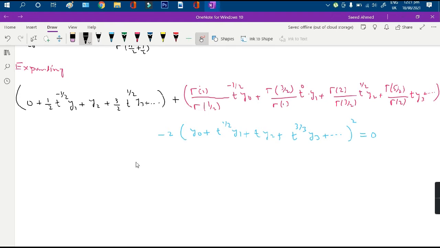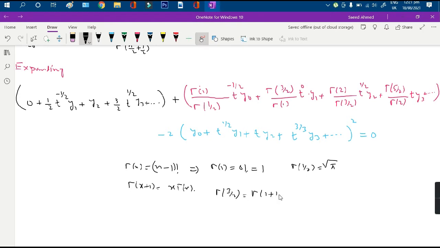Gamma 1: as we know, gamma n is n minus 1 factorial, that means gamma 1 will just be 0 factorial, which is 1. Gamma 3 by 2, and one more, gamma half is square root of pi, and there is one more property, gamma x plus 1 is equal to x times gamma x. Using this property I can write gamma 3 by 2 as gamma 1 plus 1 by 2, which is 1 by 2 gamma 1 by 2, and since gamma 1 by 2 is square root pi, it is 1 by 2 square root pi.